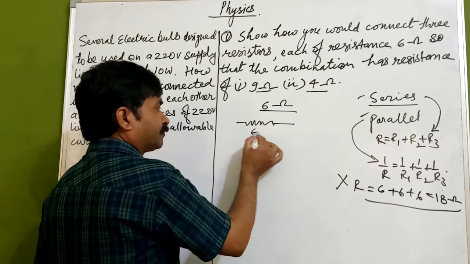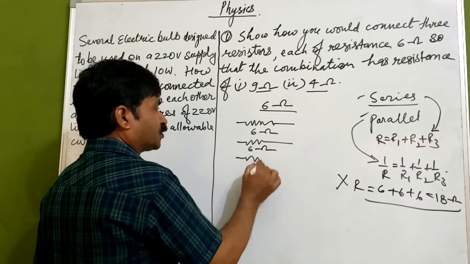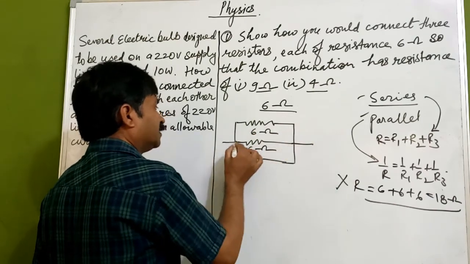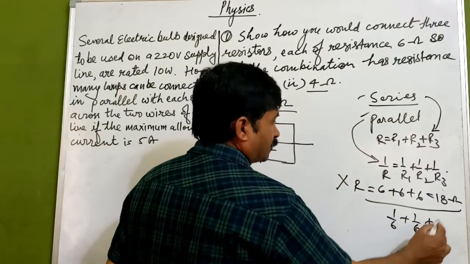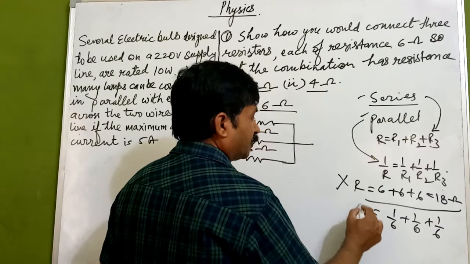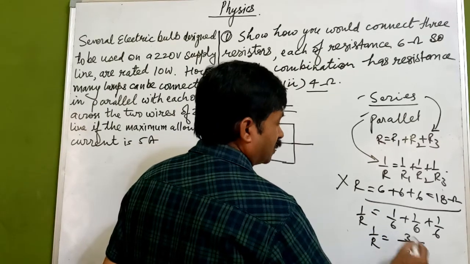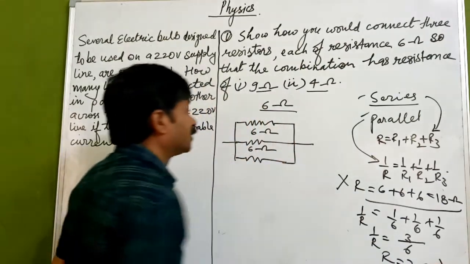6 ohm, 6 ohm and 6 ohm. What we will get, that we will see. Now if we are putting them in parallel, 1 upon 6 plus 1 upon 6 plus 1 upon 6 is going to be 1 upon R, and 1 upon R is going to be 3 upon 6, so R is going to be 2 ohm. This is not our answer.